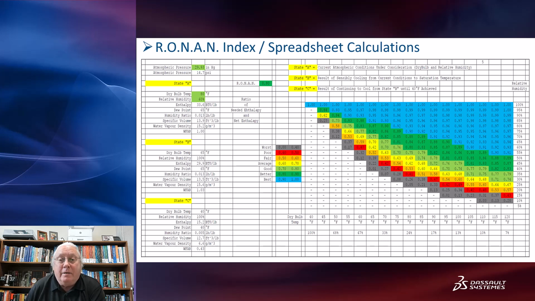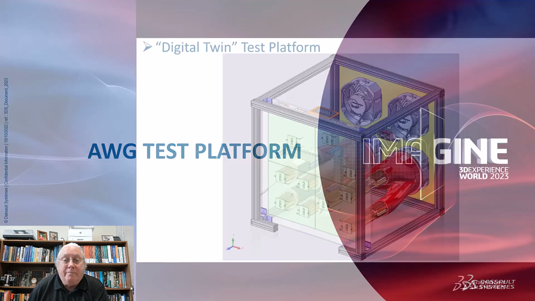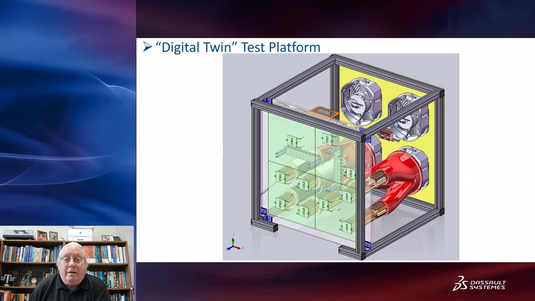All right, so that's maybe enough about psychrometrics. Let's talk about this test platform that I built. Here's a CAD model of it, and it only shows 4 separate condensation plates. You can see this one has one Peltier device. This has 2, 3, and 4.